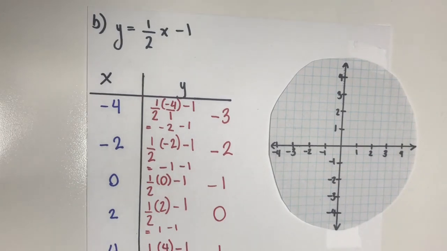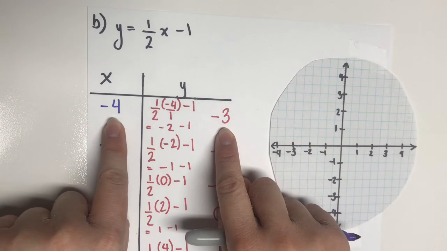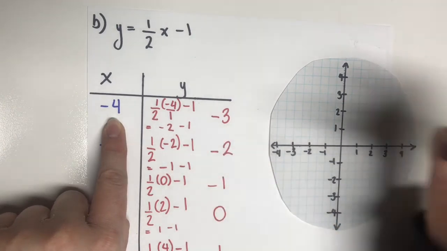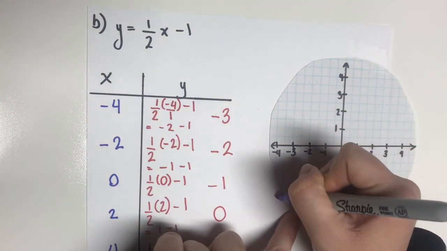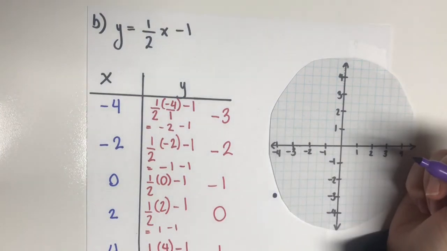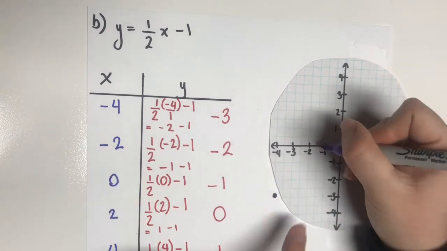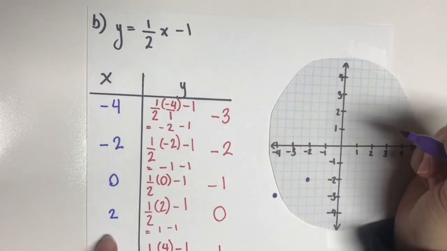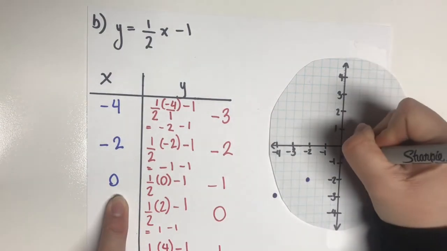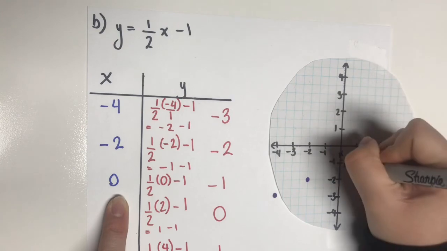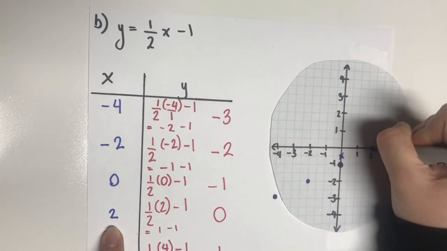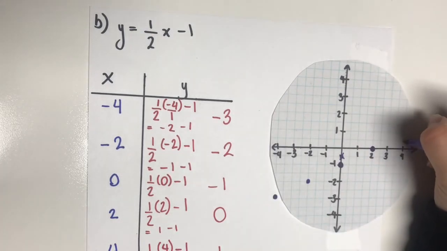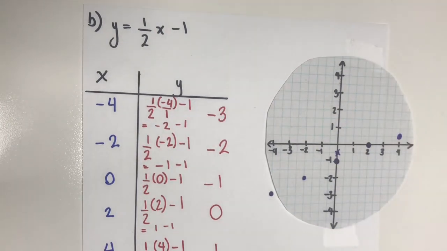So now I'm going to graph the coordinates. My x value is -4 and my y value is -3. So I'm going to find -4 and -3, and it goes right there. I did a fancy cut on this paper and lost that one. -2 and -2. 0 and -1. Oh, sorry. Don't know why I went there. 2 and 0. 4 and 1. And then I'm going to connect the dots.